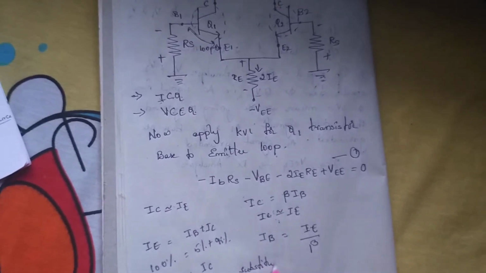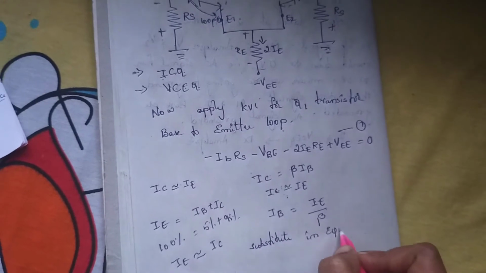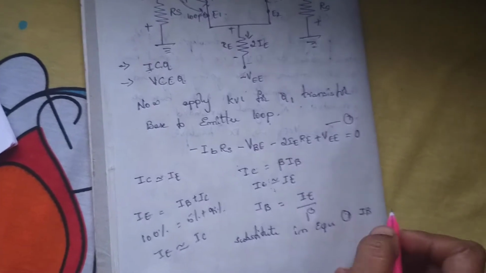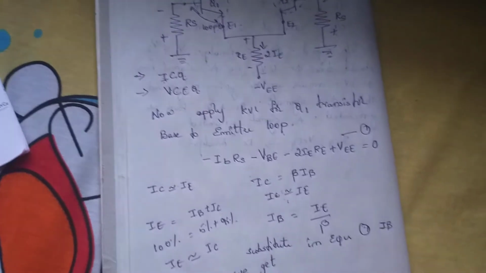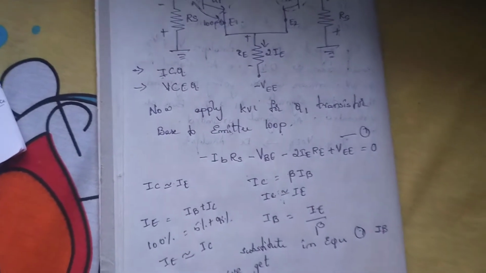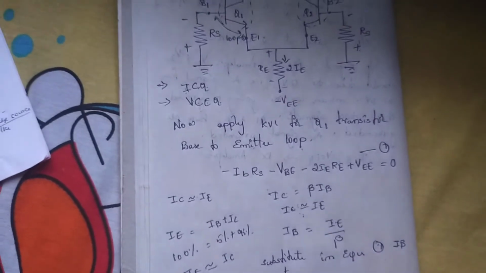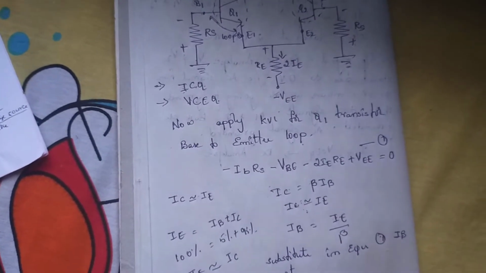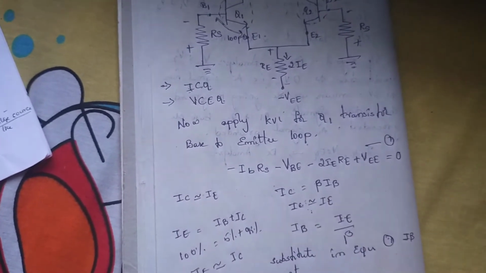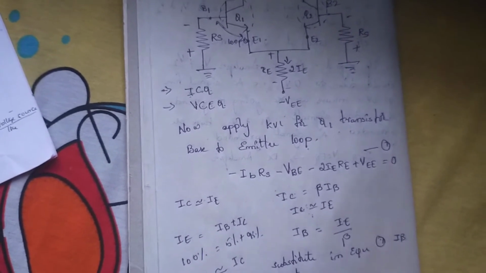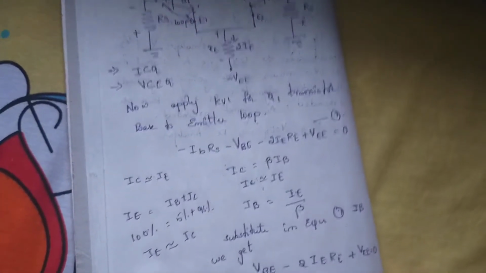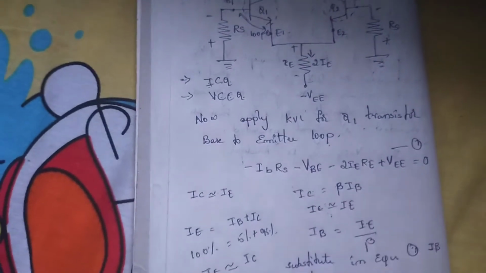Now substitute IB in equation 1. IB means IE by beta, so we get minus IE by beta into RS minus VBE minus 2IE RE plus VEE equals 0. By substituting, we get this equation.